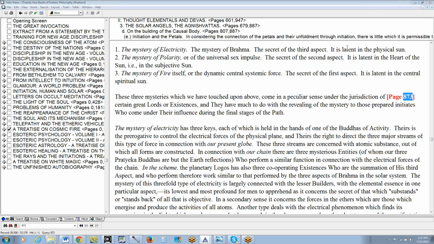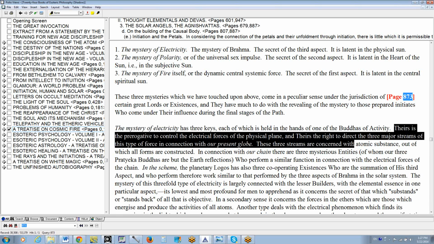And I think it needs to be read so we can understand what this is all about. The mystery of electricity has three keys, each of which is in the hands of one of the Buddhas of activity. Theirs is the prerogative to control the electrical forces of the physical plane, and theirs the right to direct three major streams of this type of force in connection with our present globe. These three streams are connected with atomic substance, out of which all forms are constructed.